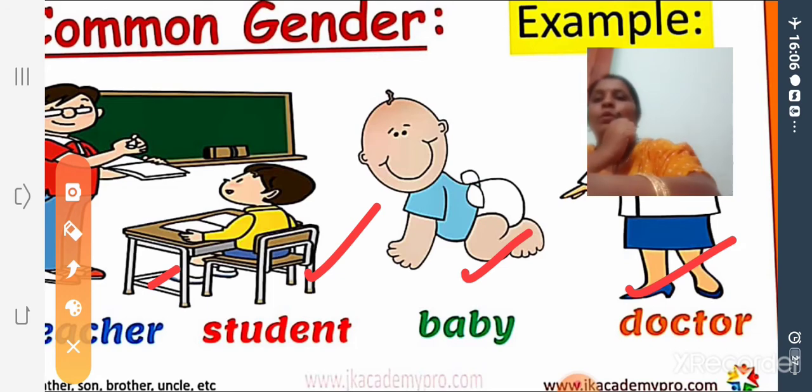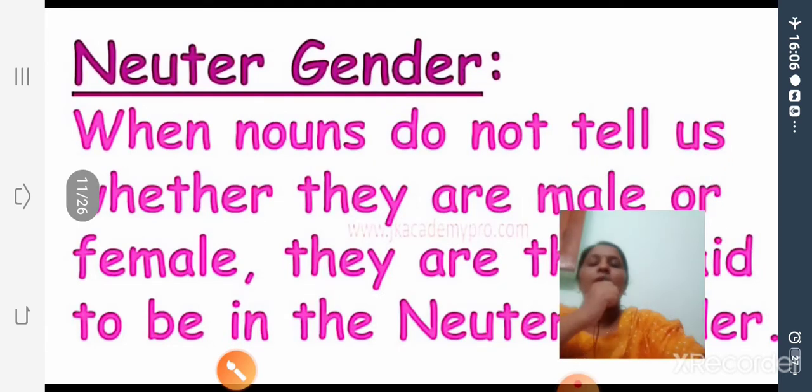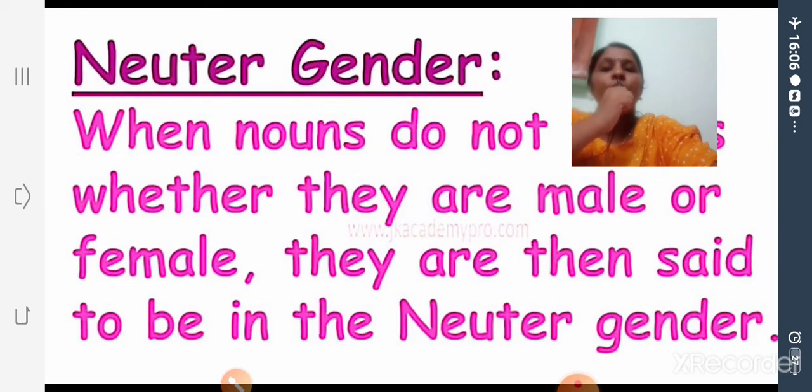Okay. Now next is neuter gender. When nouns do not tell us whether they are male or female, they are then said to be in the neuter gender. So we cannot tell whether those nouns are male or female. It's very difficult to tell. So they are said to be in the neuter gender.